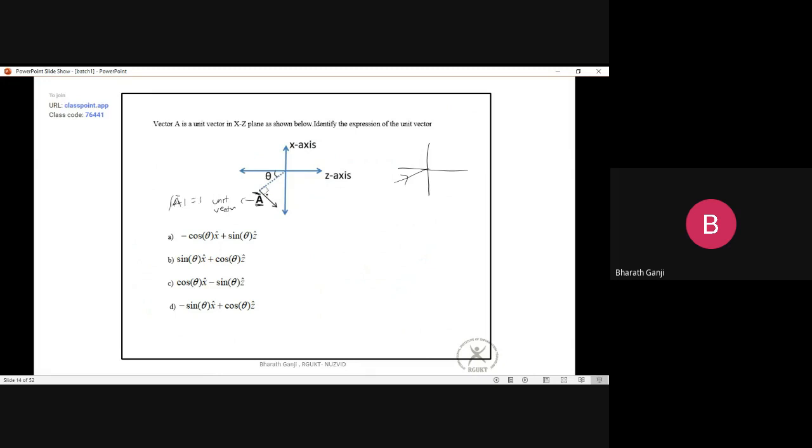So now it is in the xz plane. Now I am asking what is this vector a bar. So here are the options. I have activated the multiple choice response. So if you have the answers, you can go to that browser window and submit your answers.